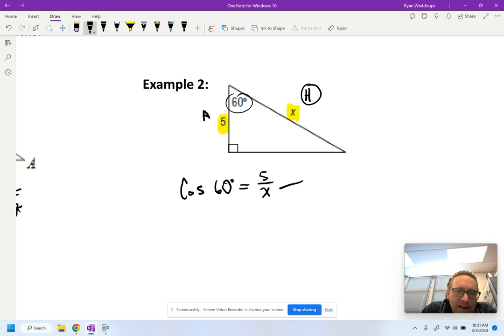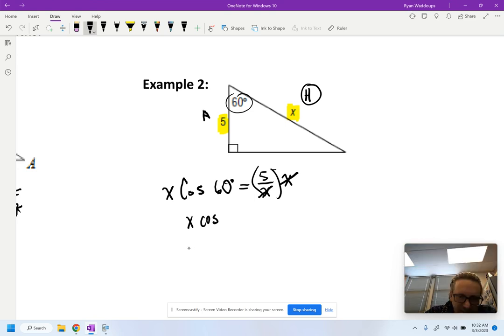And this time, my variable x is on the bottom. And so I'm going to do this in 2 steps. I'm going to first multiply through by x to get it out of the denominator. And over here, I'm going to multiply by x. And that cancels the x on the left, but now I've got x up in a numerator. So I've got x cosine, which is x times cosine of 60 degrees, is now equal to 5.